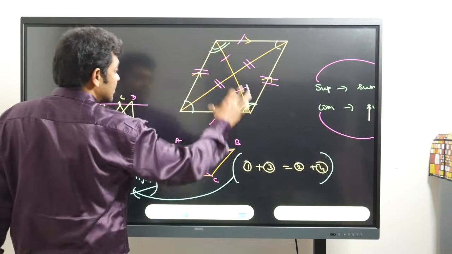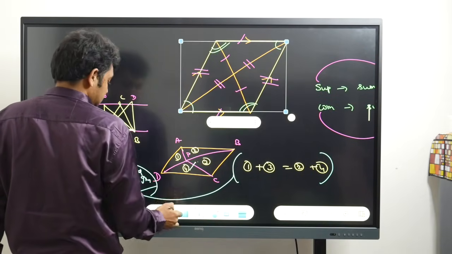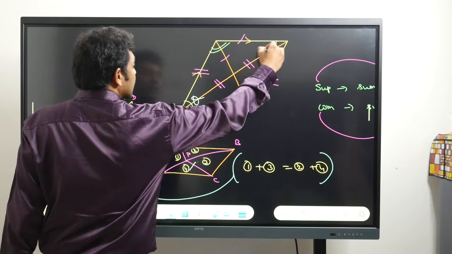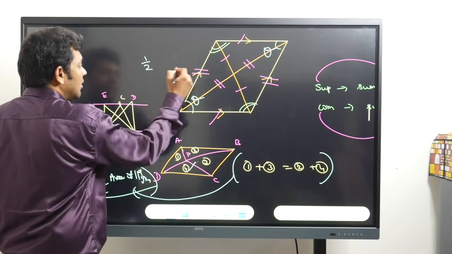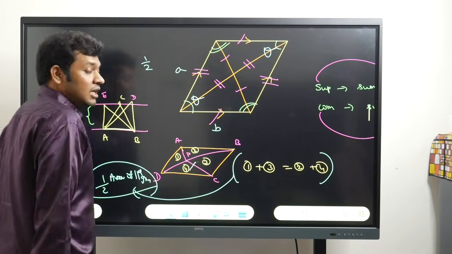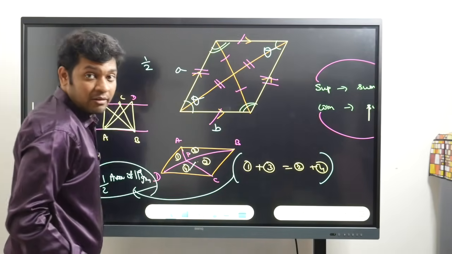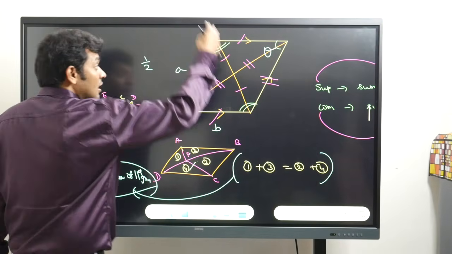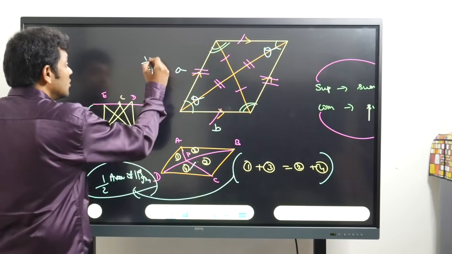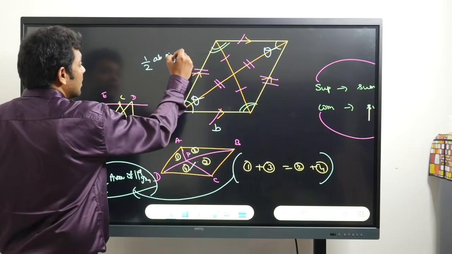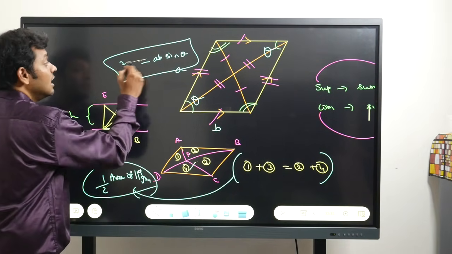So you can take this triangle. In this triangle, this angle is theta, this angle is theta, right? So half AB sin theta, where this side is A and this side is B. Area of a triangle is half AB sin theta. This triangle is also half AB sin theta because these two triangles are congruent. A diagonal divides the parallelogram into two congruent triangles, that you should know. So half AB sin theta, double it, which is nothing but AB sin theta.